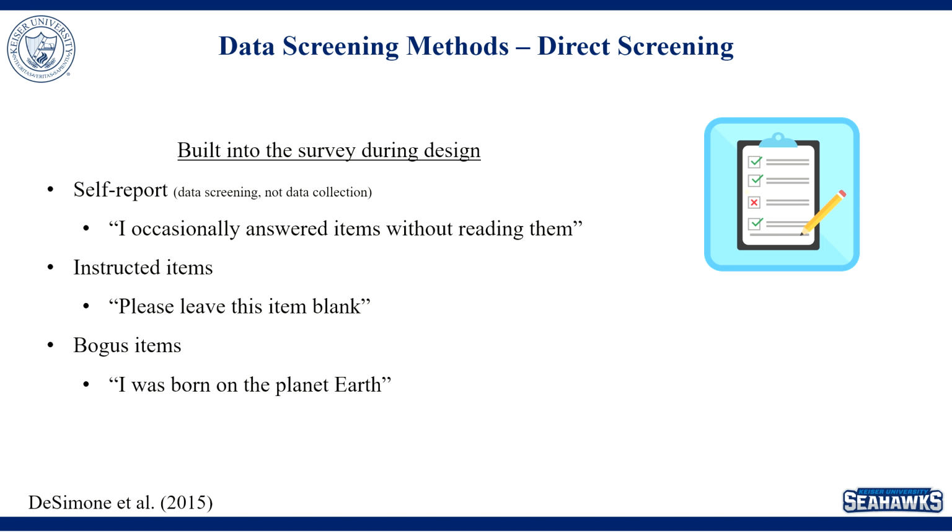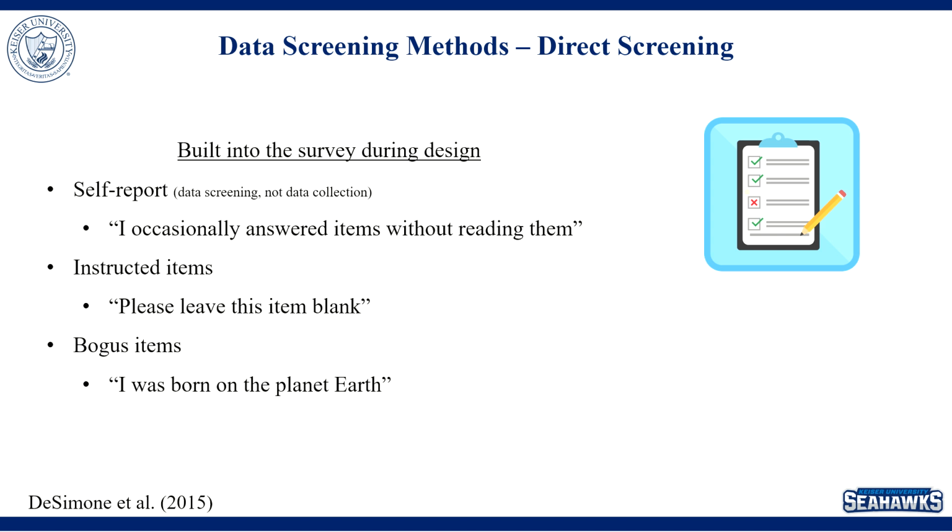Another method of direct screening is instructed items, where you would inform the participant to do something specific, such as, please leave this item blank. If people are paying attention, they'll leave it blank. If they're not paying attention, they might enter something in there, or even if it's a bot, a computer program that types something in there, then you can determine that maybe it's unreliable data.